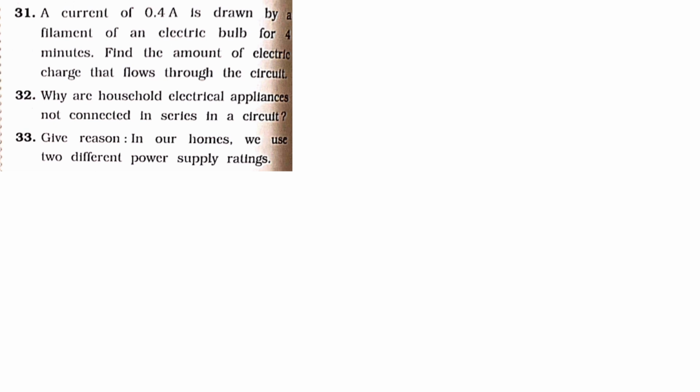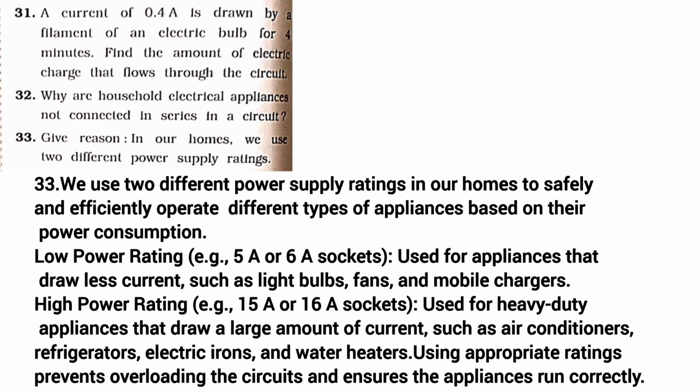Question number 33. Give reason. In our homes, we use two different power supply ratings. Answer. We use two different power supply ratings in our homes to safely and efficiently operate appliances with varied power consumption needs. Number 1, low power appliances typically use a lower voltage or current rating. And number 2, high power appliances require significantly more current and use a higher voltage or current rating with thicker wiring to handle the larger current flow safely and prevent overheating.